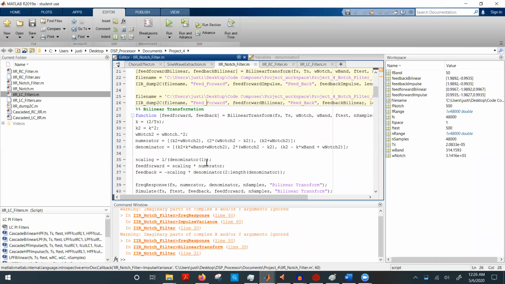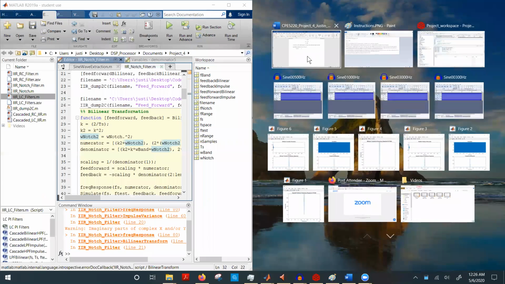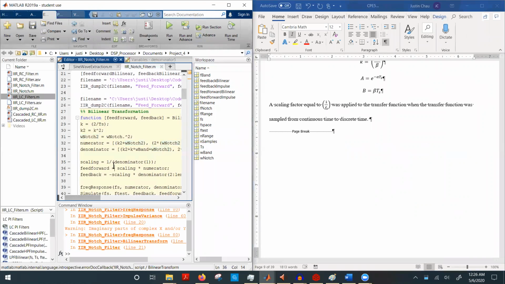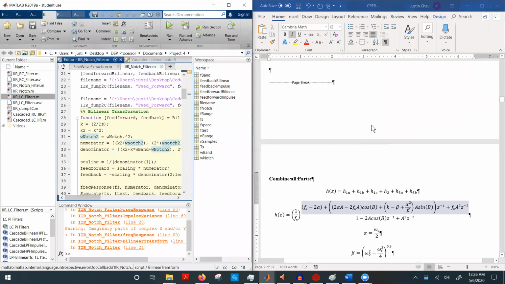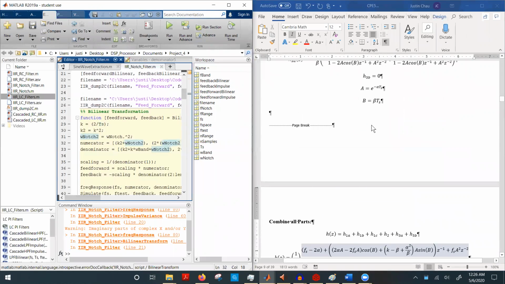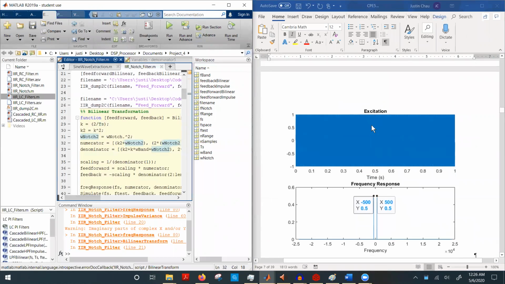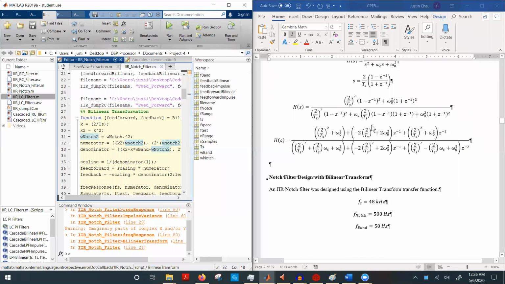So for the bilinear transform, I basically just use a coefficient matrix. Like for the numerator here, this matches the coefficients of the numerator of the bilinear. Oh, I didn't talk about the bilinear transform, did I? Oh, let me talk about the bilinear transform in theory first before we begin.